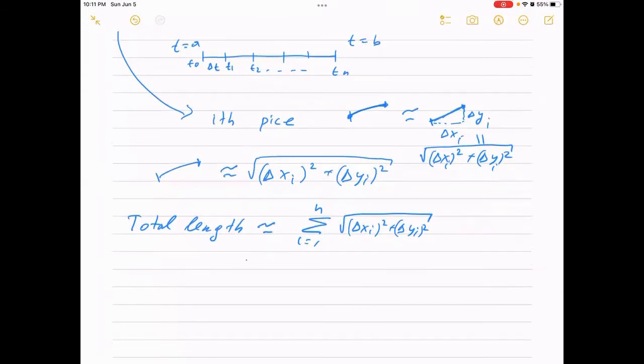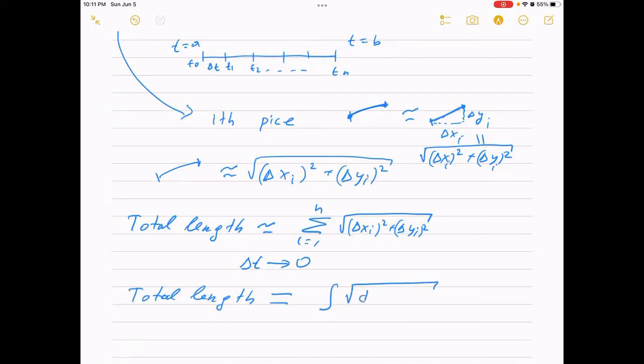Then we take the limit of that approximation when delta t is approaching 0. We want to take as many divisions of the interval between t equals a and t equals b as possible. So delta t is approaching 0. So at the end, we're going to get the total length. Our approximation is getting better and better, so eventually it's going to be exactly equal to the total length. So, recall what is going on. The limit of the sigma becomes an integral.